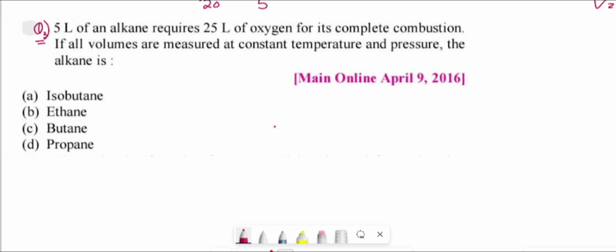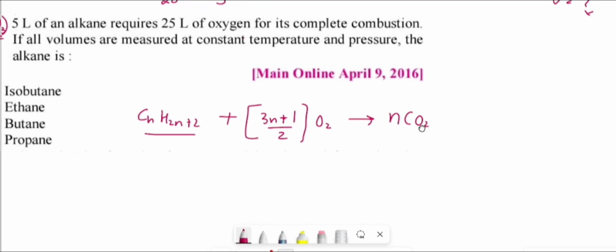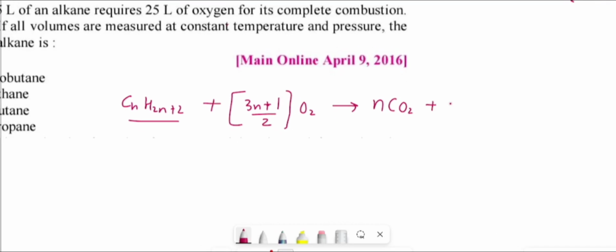We have to see the general formula of the combustion reaction. CnH2n+2, this is the alkane for us. This alkane reacts with (3n+1)/2 O2. It gives n times carbon dioxide plus (n+1) times water, as you know.